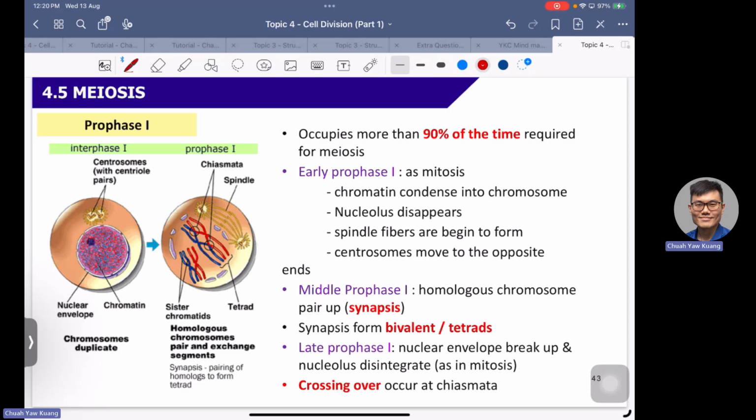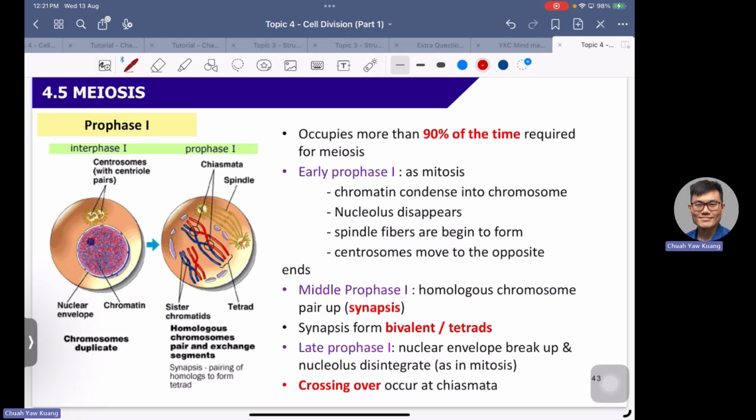Okay. So next, chromosome behavior. In early prophase 1, the chromosome behavior: from chromatin, it starts to condense to become the chromosome. That's the one. Nucleus behavior, same thing. The nuclear membrane will start to fragment. Then spindle fiber behavior: they have just started to form. The centrosomes start to move to different poles. That is in early prophase 1.